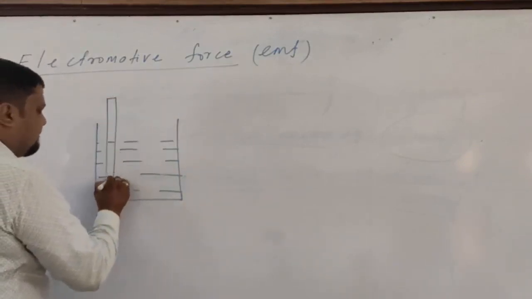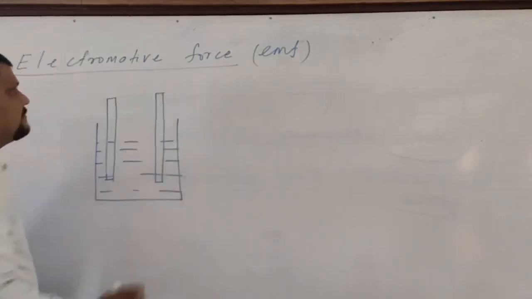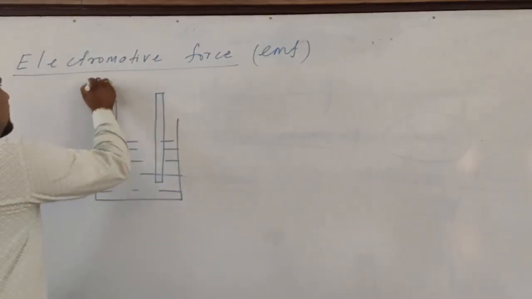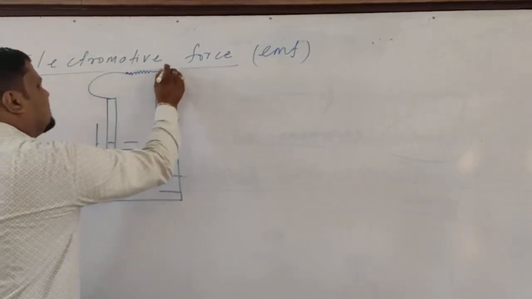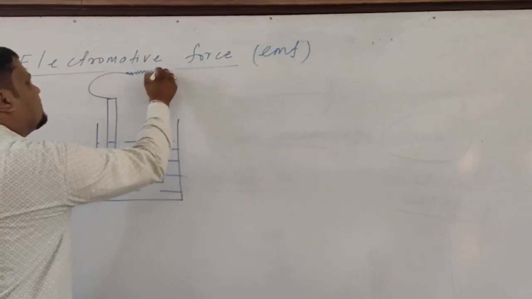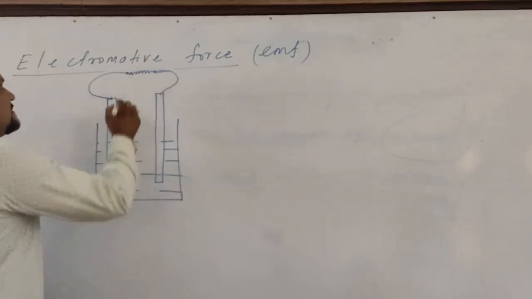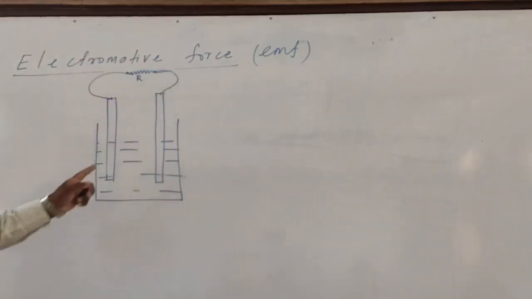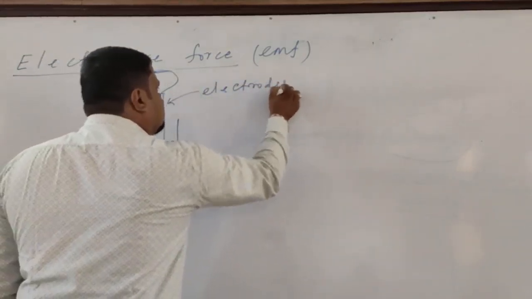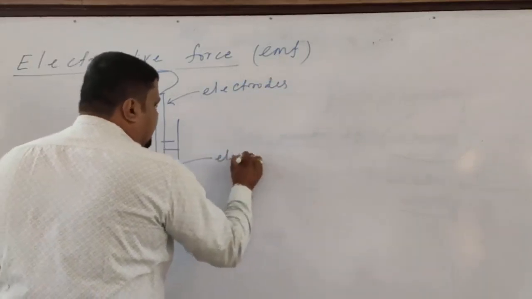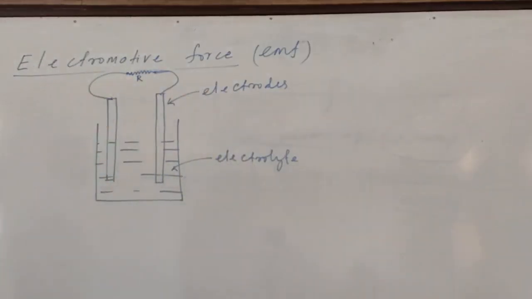One electrode, there is another electrode. They are connected to a resistance or any appliance. This is connected to a resistance, suppose capital R. And these are the two electrodes, and this is the electrolyte. We know about this from your chemistry.